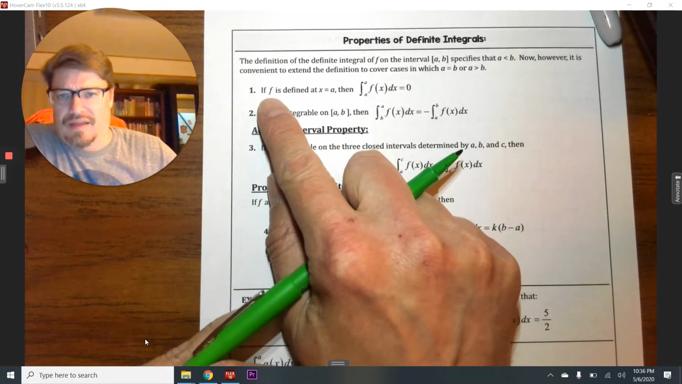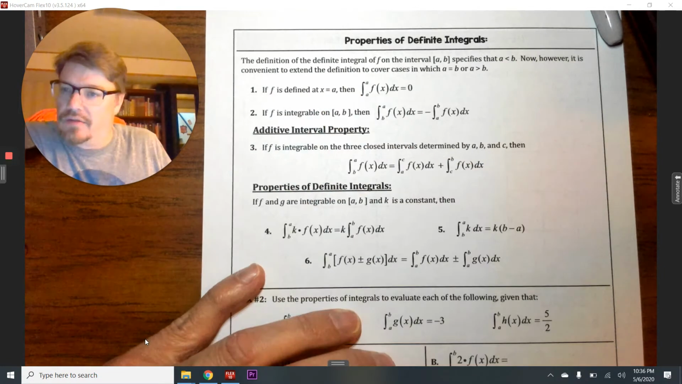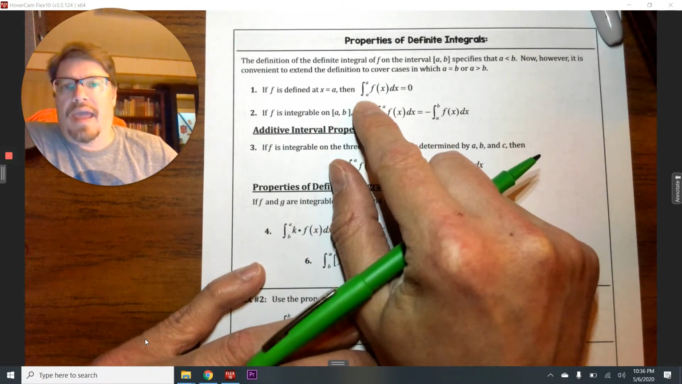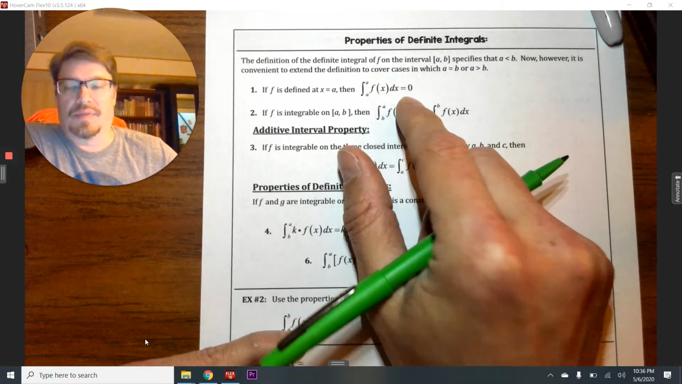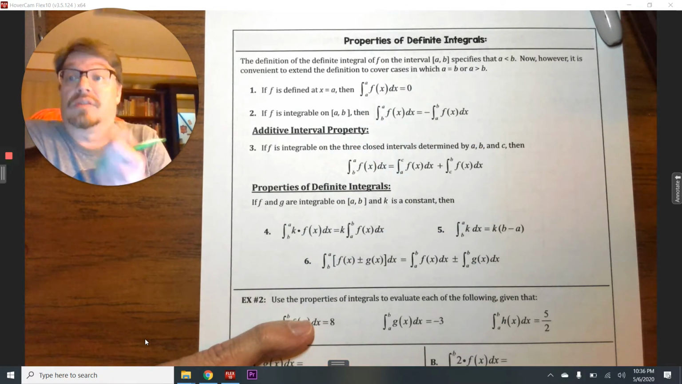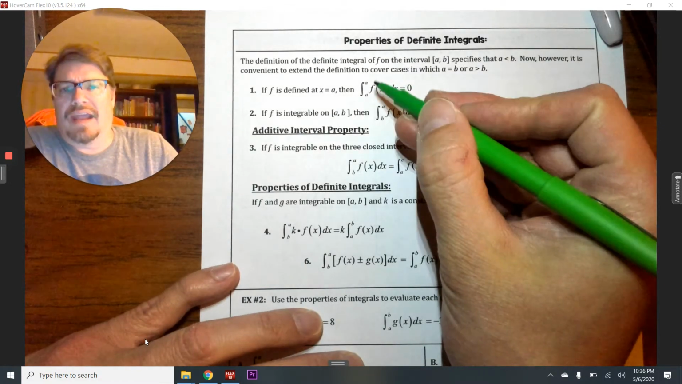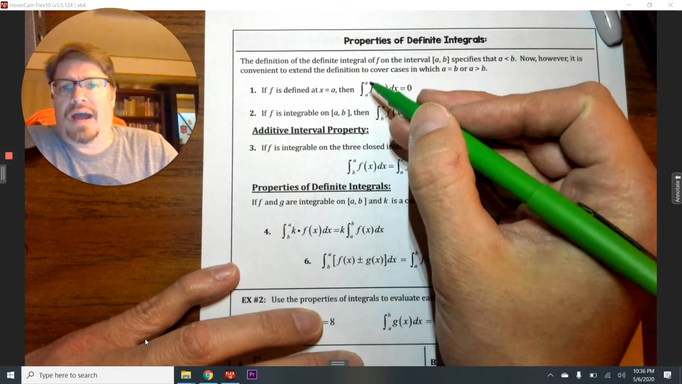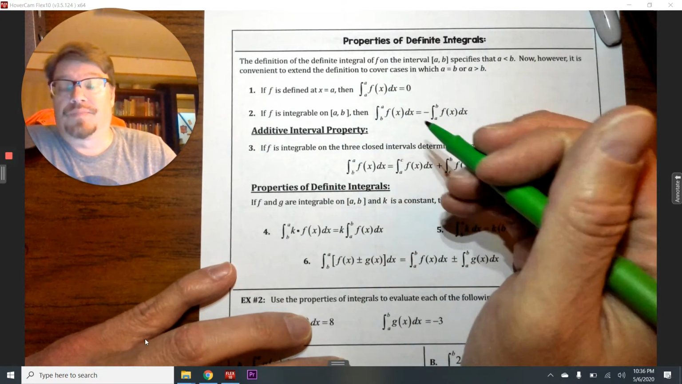Now, if f is defined at x equals a, that it has a value, then if you go from a to a, its area has to be 0 because the width is essentially 0. So if you saw a to a, 3 to 3, pi to pi, whatever, it's going to be 0. It's just a sliver.